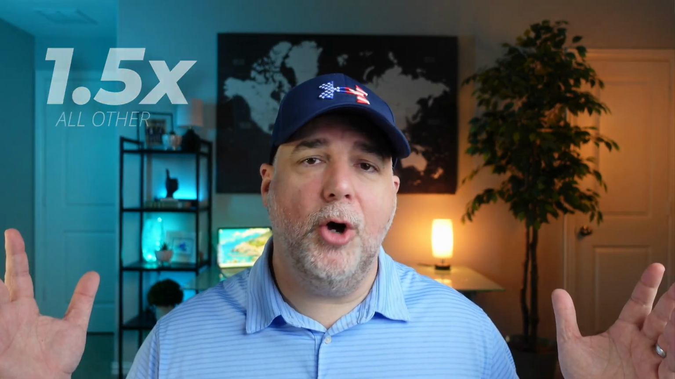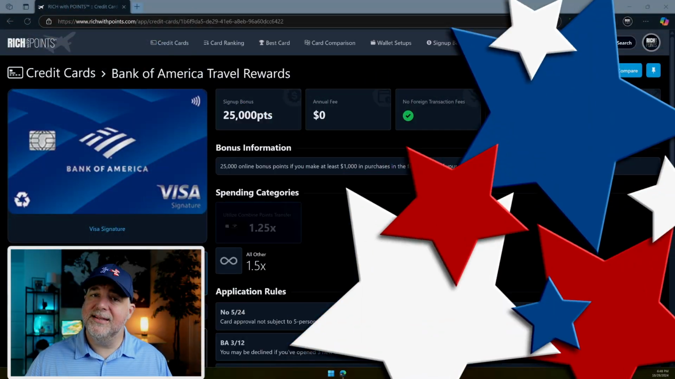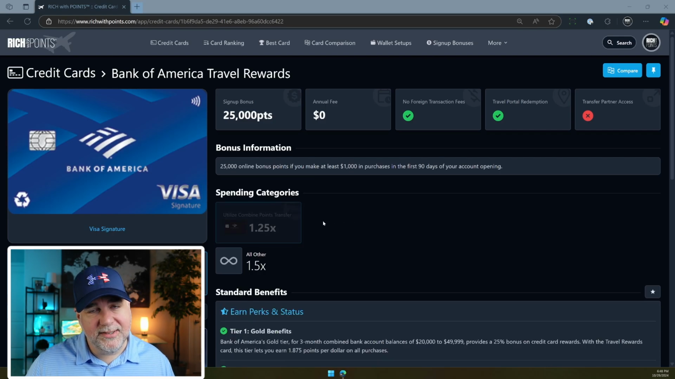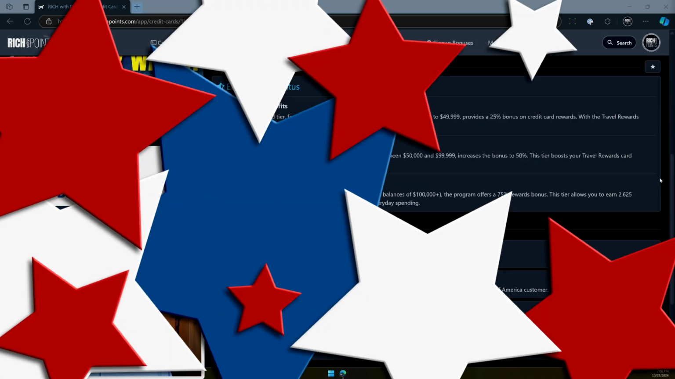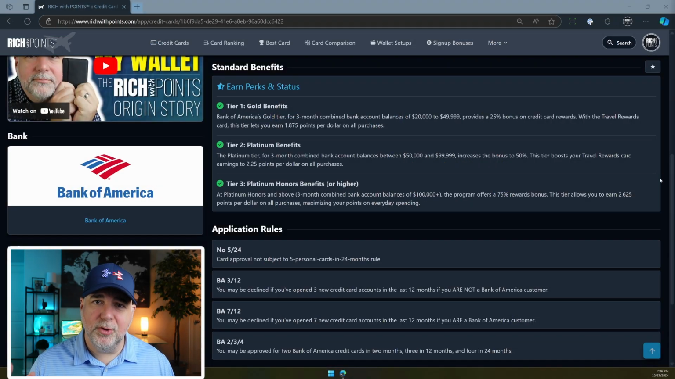As for spending categories, pretty simple. You get 1.5x on all purchases. That's it. Unless you are using this in tandem with the Elite, then you can combine those points and you'll be getting 1.88. I don't know if that's a win, but maybe. For standard benefits, not much to speak of. We'll cover these tiers when we cover the point system.